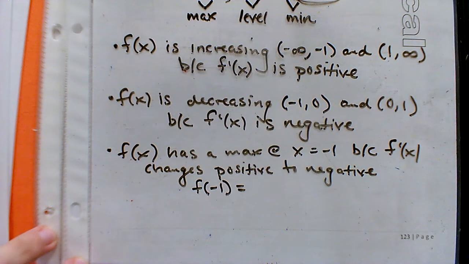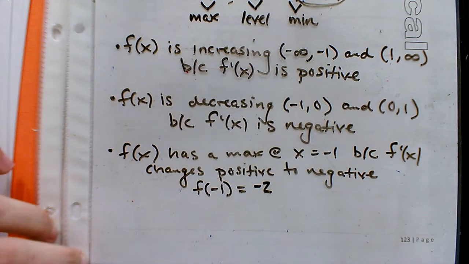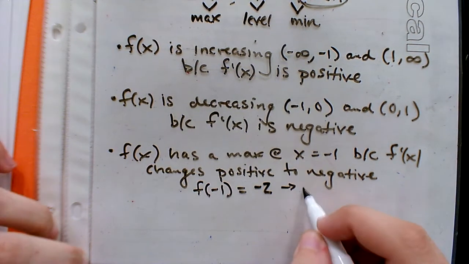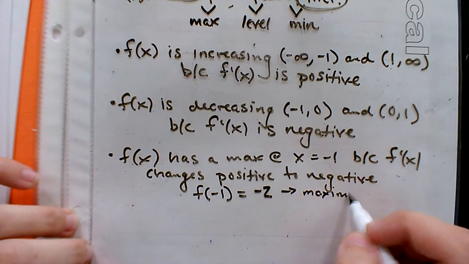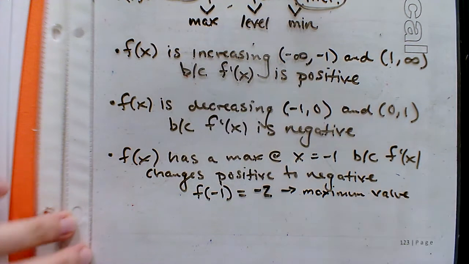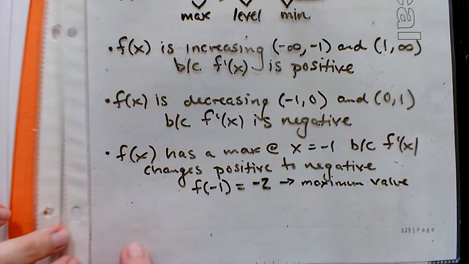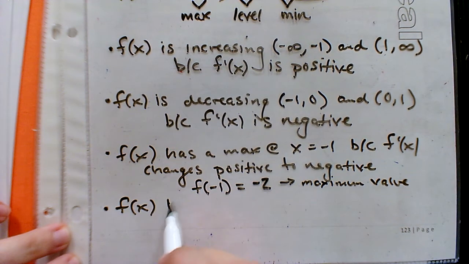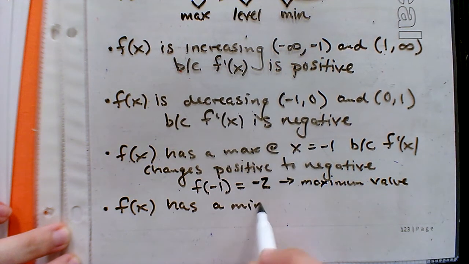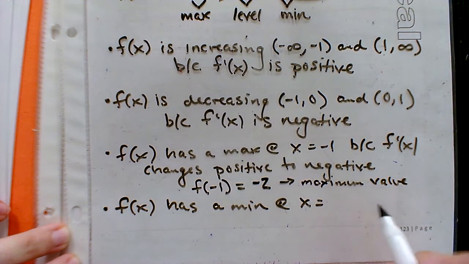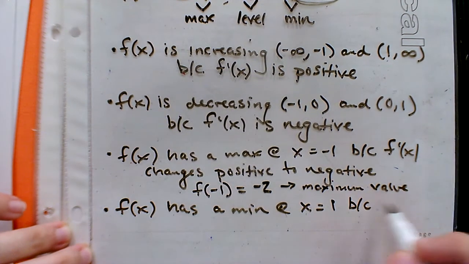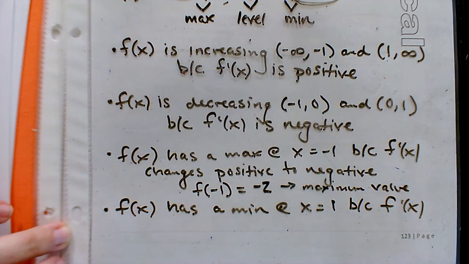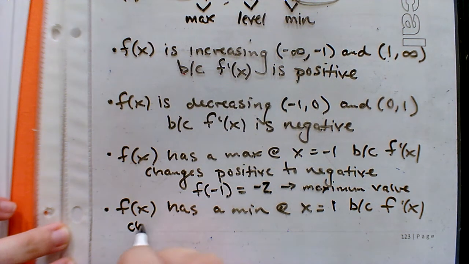All right, I think if we plug in negative 1 into the original function, we'll get negative 2. So we'll label that as a maximum value. Again, it's probably not the highest point, but it is a high point on the graph. Let's go ahead and label the minimum. F of x has a min at the x value of 1 because you could say the original function changes from decreasing to increasing. You could say the derivative changes from negative to positive, both mean the same thing.